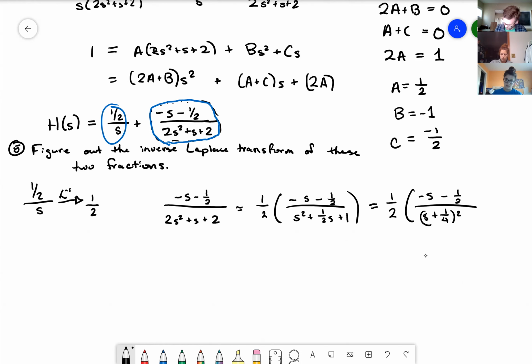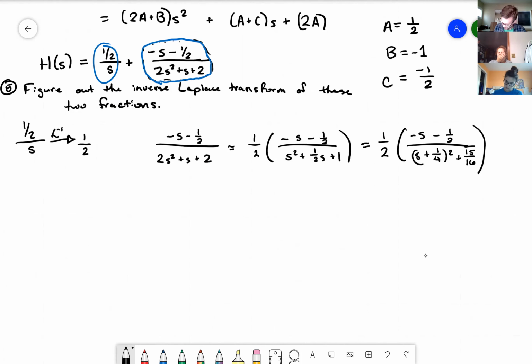right? Because that gives me 2 times 1/4 s, which is 1/2 s. So then I get plus 1/16, and this is 16/16, so I need an additional 15/16 to make up for that 1. I think that's what I got. Okay.